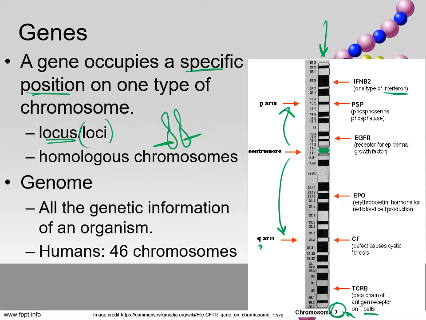Interferons are also part of our immune system. Epidermal growth factor is related to growing skin. Here is a hormone for red blood cell production. Here, interestingly, is the mutation that causes cystic fibrosis. The genome is all the genetic information of an organism. So for us humans, it's 46 chromosomes in our nucleus, but also those chromosomes in our mitochondria. So mitochondrial DNA is also part of our human genome.